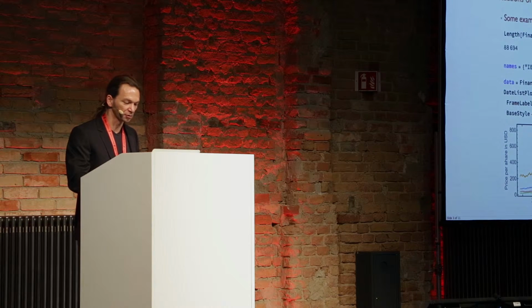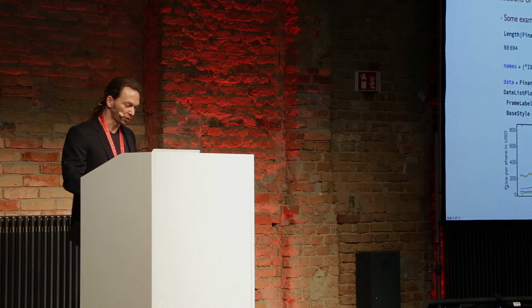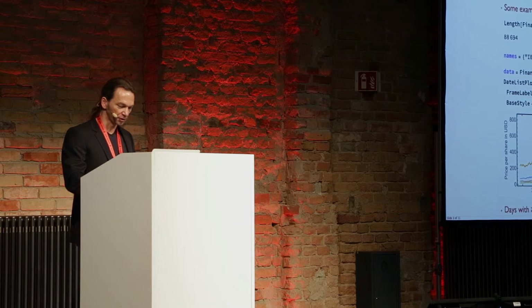First is parallel time series. I took here, just randomly, has no further meaning, these 4 stocks, IBM, Google, Hewlett-Packard, SAP, from the last 10 years. So this is the price per share in US dollars that you see here.